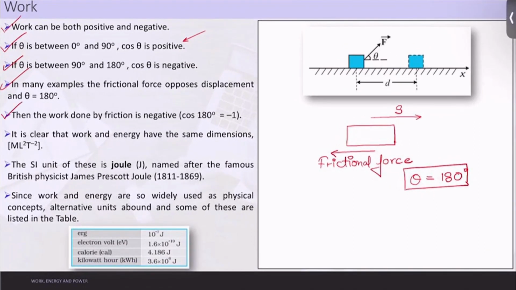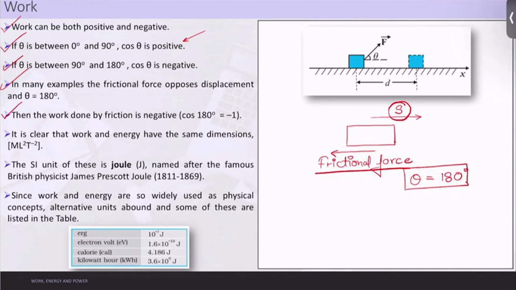Then what is the work done? Work done by the friction is negative. How is it negative? Because cos 180 is negative. Hence, when you write the work done, it is nothing but the magnitude of the frictional force multiplied by the magnitude of the displacement multiplied by cos 180, which will give you minus.